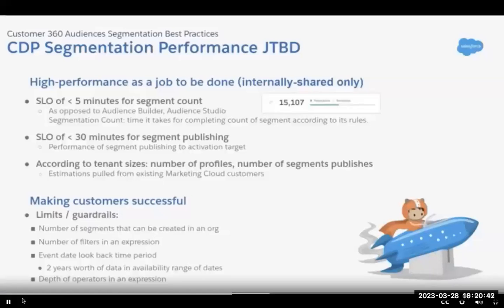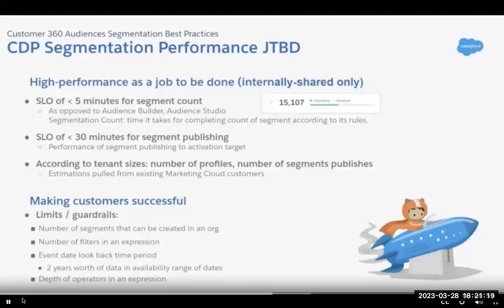First is performance, business value of offering. The product team really recognizes that the speed of processing is a key consideration for a lot of customers that are evaluating the CDP. So a few internally shared metrics for segment count, or you can refresh your segment while you're building your filters and criteria. This is something a user could use multiple times when creating and further iterating on their segments. So the service level objective for this run is less than 5 minutes every time you refresh the segment count. When you're publishing to an activation target, the service level objective the product strives for is less than 30 minutes.